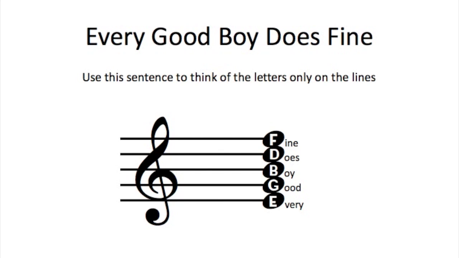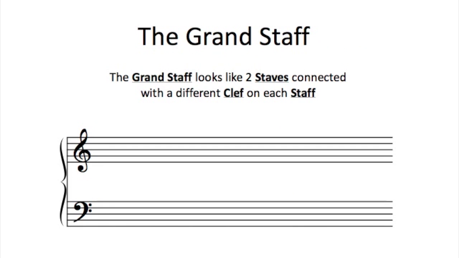That would make the letters starting on the bottom line and moving up E, G, B, D, F. Here's what we call the grand staff. The grand staff is actually two staves connected with a bracket. The top staff contains the G clef, and the bottom staff contains a different clef.